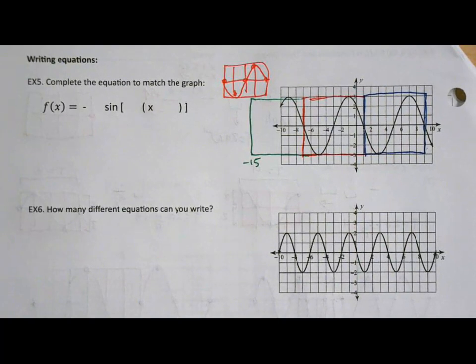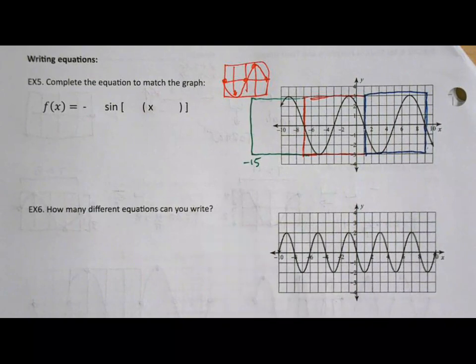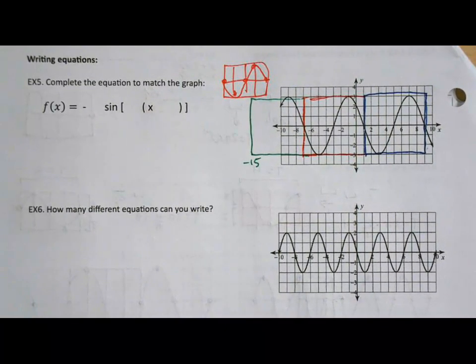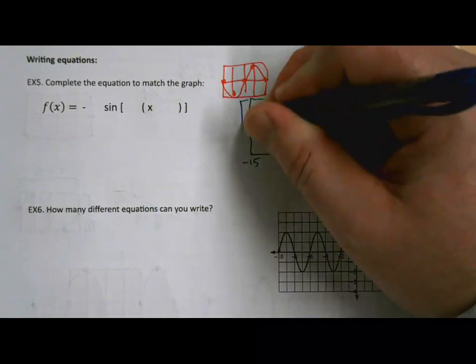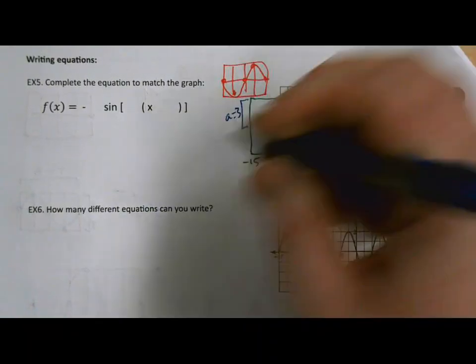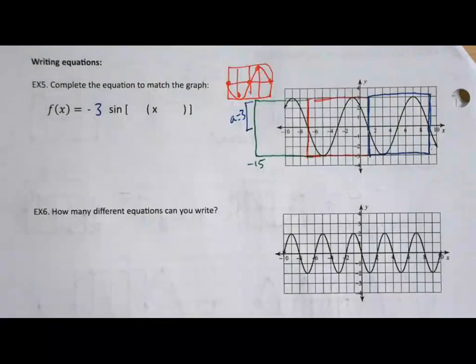Let's write an equation. What's going to be the same about all of these, no matter which one we pick? What's going to be the same about all of them? Amplitude's the same for each of them. The amplitude is 3 for all of them. Agreed? So let's go ahead and put a 3 out in front here.